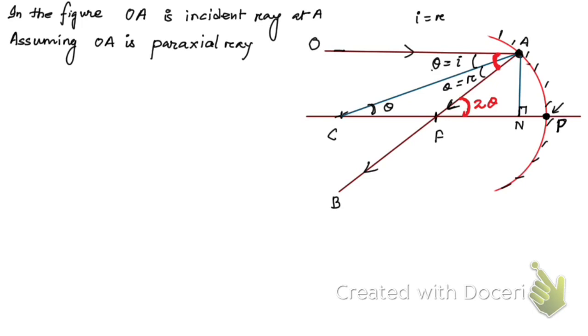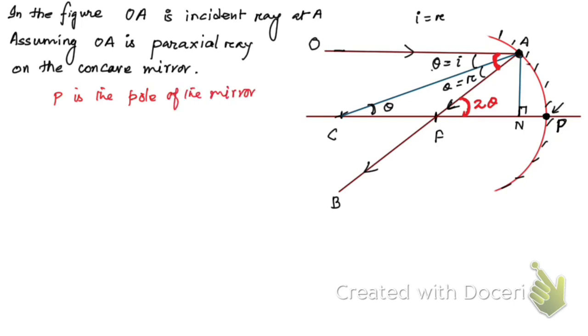On the concave mirror, right? Now here P is the pole of the mirror, and C is the center of curvature.